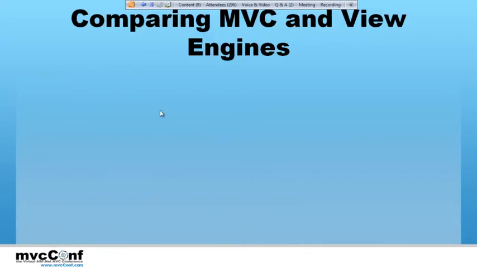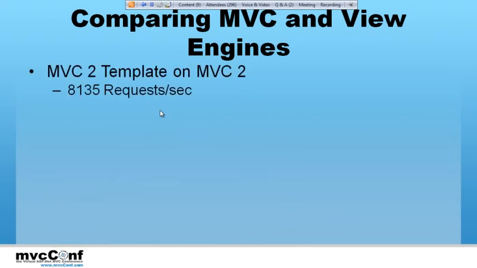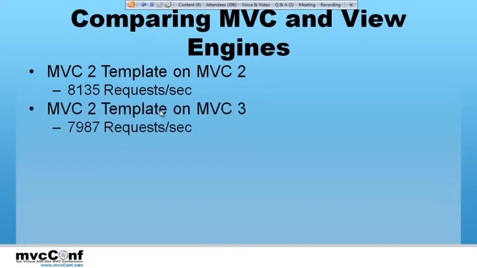Now, comparing the MVC version and the View Engine version, there's a recent blog post that talks about this. If you take the MVC2 template on MVC2 and you run it on a particular machine, you might get 8,100 requests per second. This is with no database, there's no authentication going on, it's just MVC. If you then take that same template and run it on MVC3, it's a different engine but the same exact code, you will get almost the same. You'll get 8,000 requests, so it's like a 2% difference. It's within the margin of error. So MVC3 is not significantly different performance-wise than MVC2 using the MVC2 template.